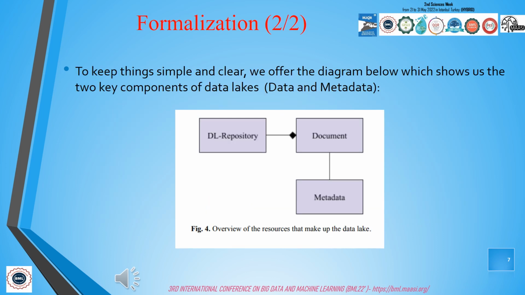To keep things simple and clear, we offer the UML diagram below, which shows two key components of the data lake: data and metadata, also known as data about data. As we can see in the diagram, we have the data lake repository package composed, or in the jargon of UML, we have a strong aggregation between the data lake repository package and the document classes. Indeed, each document resource is described by a set of metadata. This diagram is very clear and shows a global overview of the data lake design.